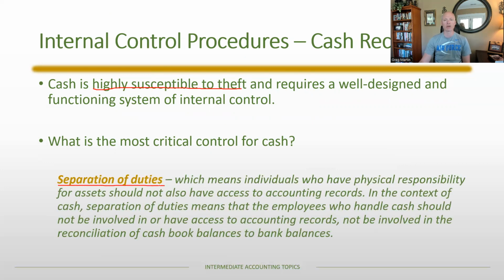And what we mean by separation of duties is that certain folks might have physical responsibility for cash or the checking account or whatever. Like they're the ones that keep the records, that actually handle writing checks and handling the cash and things like that. You do not want those same people to have access to the accounting records, or especially control over them. And so we need to separate who has responsibility for the cash and who is accounting for the cash. So we have to separate those duties.